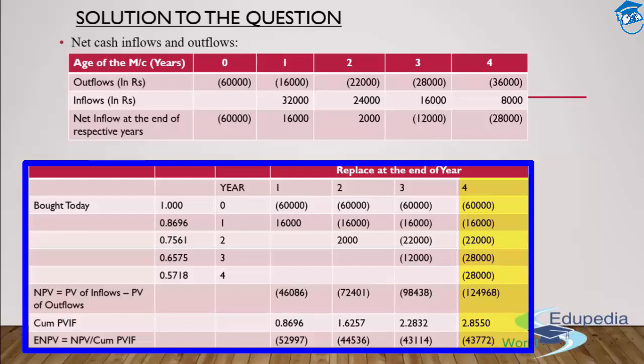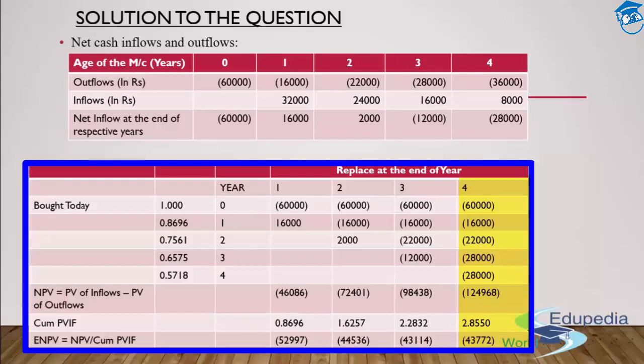For the same reasons, I'll get the replacement cost NPV of the second year as 72,401, 98,438 rupees for the third year, and 1,24,968 for the fourth year. Okay.